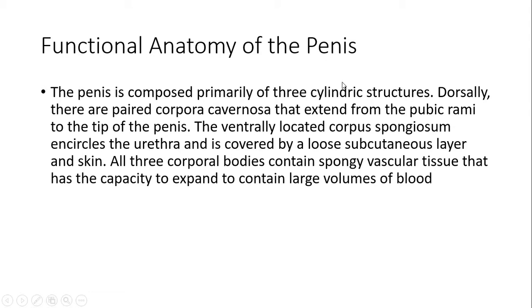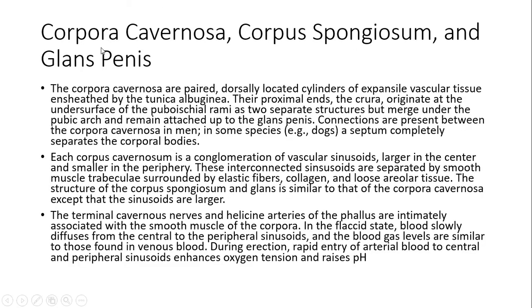cylinder structures. Dorsally present are the corpora cavernosa, and under them we have the corpus spongiosum. The corpus spongiosum is a loose connective tissue which surrounds the urethra. The corpora cavernosa are the part which facilitates the process of erection. So let's talk about this in detail.